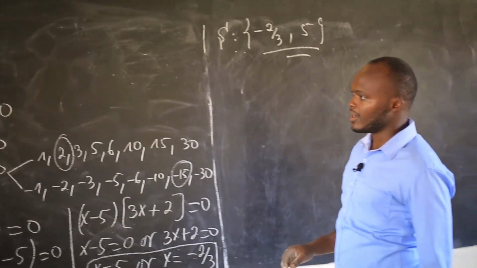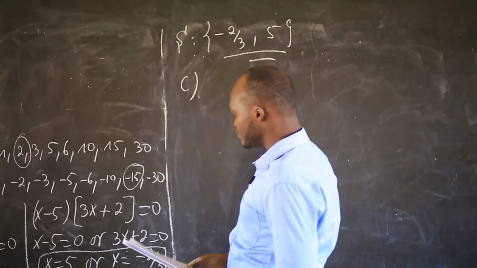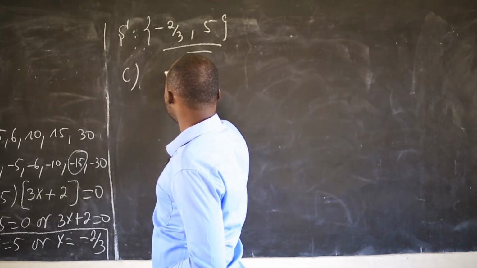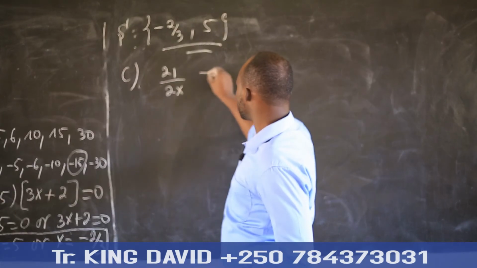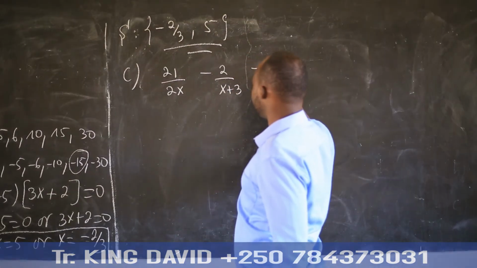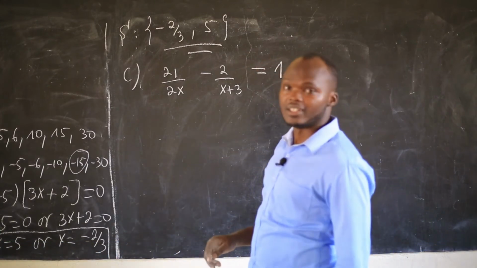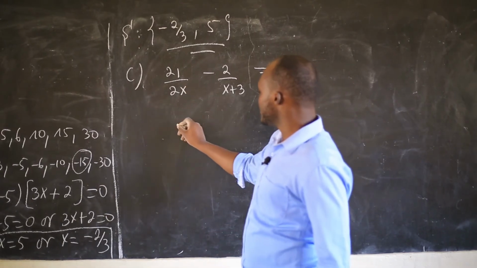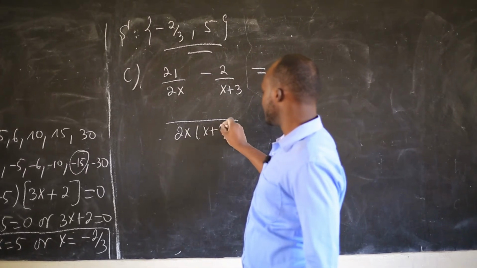So that was B. C, if you remember, is saying that we have to solve 21 over 2x minus 2 over x plus 3 equal to 1. So what are you going to do there? First of all, we need to find the LCM, lowest common multiple, because this is a fraction. So what is the LCM of that? It will be 2x into bracket x plus 3.